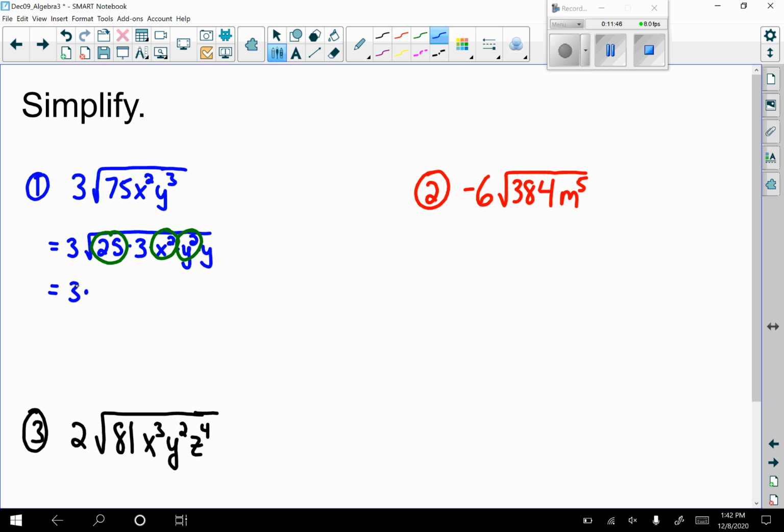So it's really going to become 3 times square root of 25 is 5. Then I have an x and a y that also comes out. And what's left underneath is 3y. So I only have this extra step now, multiplying the 3 times the 5. So we get 15xy radical 3y. So if you weren't sure how to do these, and now that we did number 1 together, you can pause the video again and try 2 and 3.